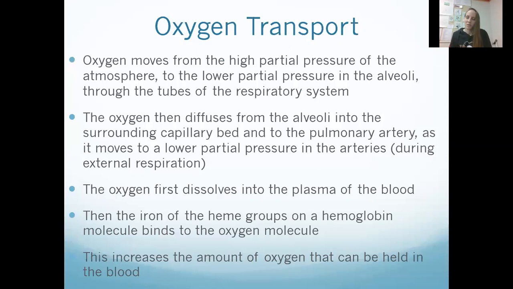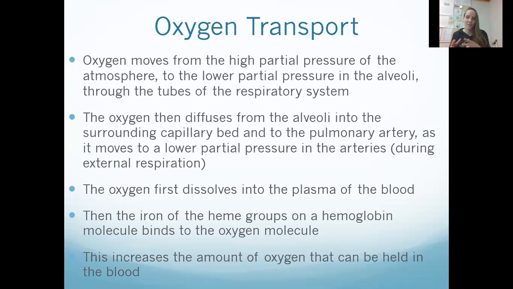So oxygen is always going to move from high partial pressure to lower partial pressure as it moves from the atmosphere down through the respiratory system and into the alveoli. It'll then diffuse into the capillary bed that surrounds the alveoli, and then into the pulmonary artery. It'll be carried through the arteries to the arterioles to the capillaries, where it can then diffuse into the tissues.